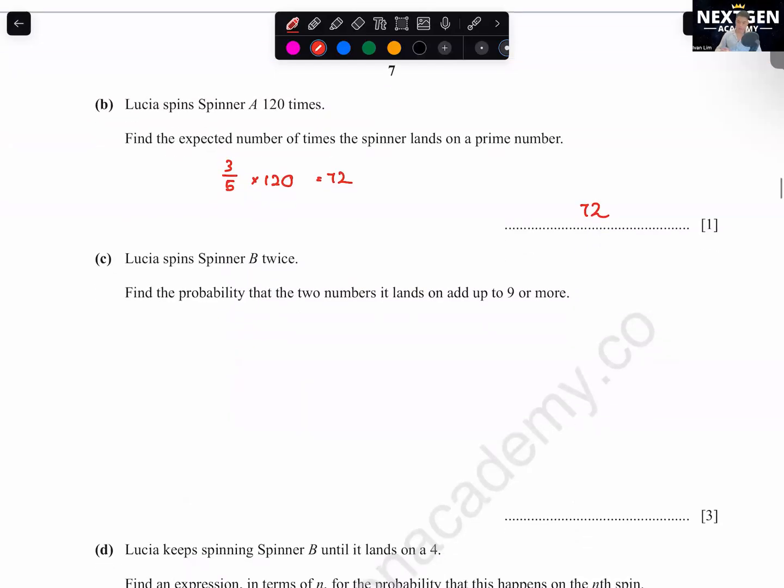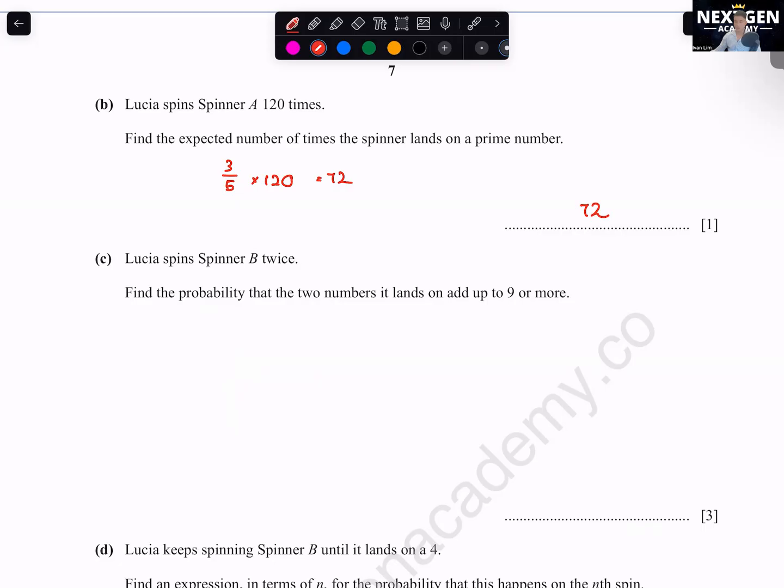Okay, question C. Anyone got this answer? No? Can you tell me what's the answer that you get? Lucia spins spinner B twice. Find the probability that the 2 numbers it lands on add up to 9 or more. Okay, I see some of you got the answer. How do you do this question? What method do you use? That's the question I want to ask.